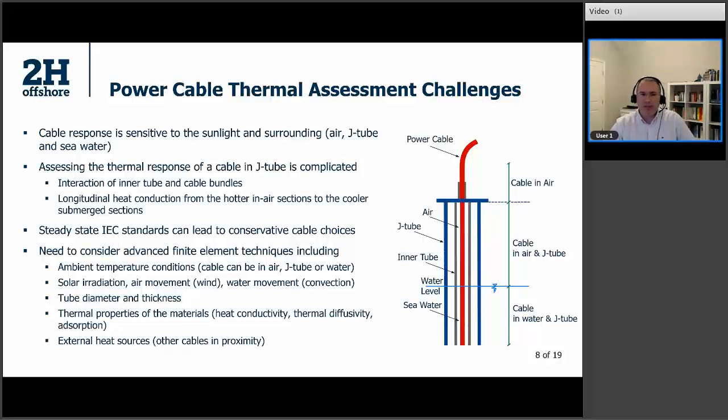It can be the ambient temperature conditions, like I said, cable can be in air, in J-tube, or in water, or solar irradiation, air movements like wind, and water movement, convection type of response, and tube diameter, of course, is important, and also the thickness and thermal properties of the material, right? The heat conductivity and thermal diffusivity and absorption, and what else? We have external heat sources, right? If we have multiple cables in one J-tube, then we have additional external heat sources.